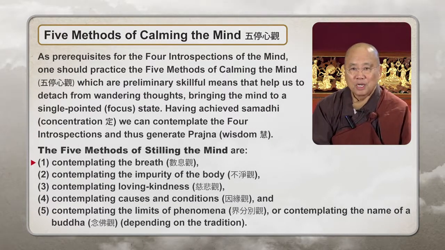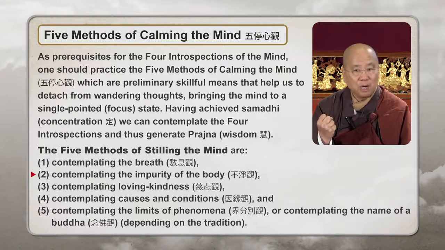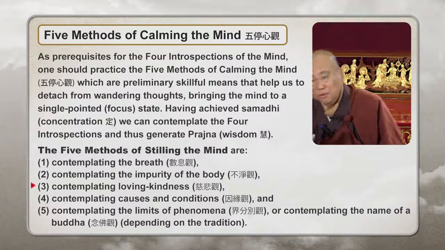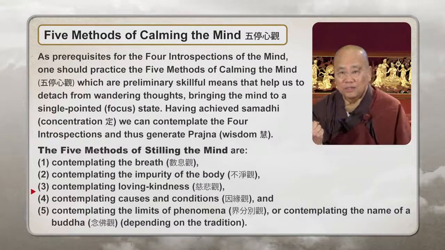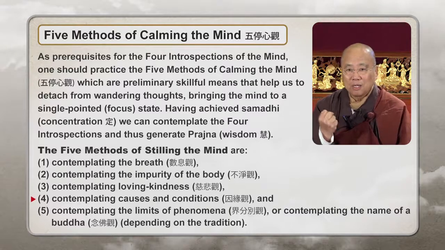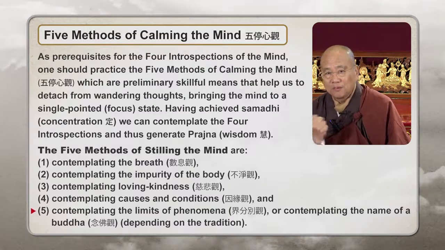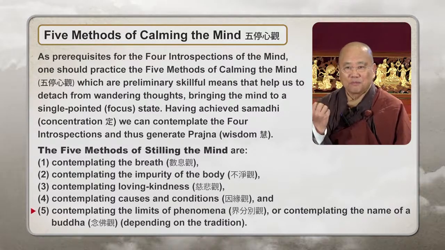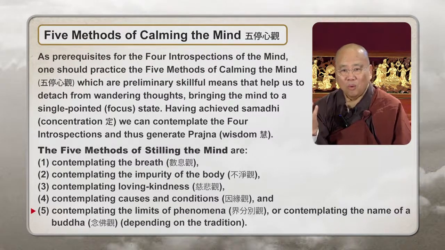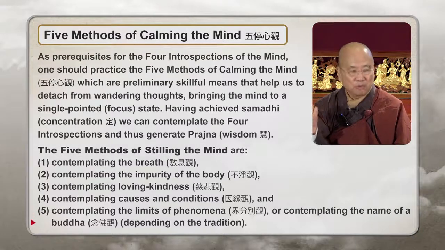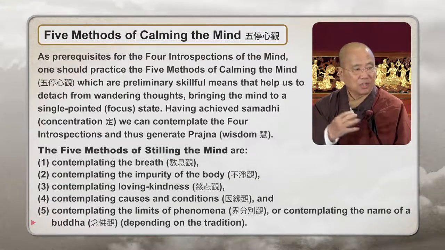The first one is contemplating the breath. The second is contemplating the impurity of the body. Third, contemplating loving kindness. Fourth, contemplating causes and conditions. And fifth, contemplating the limits of phenomena, or contemplating the name of a Buddha, depending on the tradition. So what are the 5 methods of calming the mind? Let's talk about the first one.